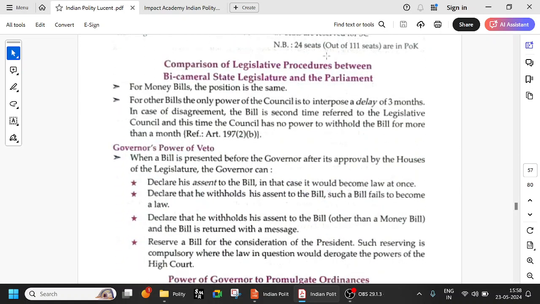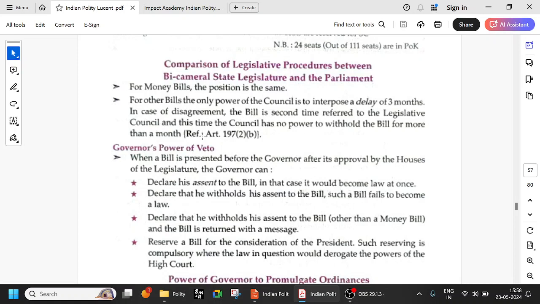So, comparison of legislative procedures between the bicameral state legislature and the parliament. For money bills, the position is the same. For other bills, the only power of the council is to interpose a delay of 3 months. In the case of disagreement, the bill is referred a second time to the legislative council, and this time the council has no power to withhold the bill for more than a month.